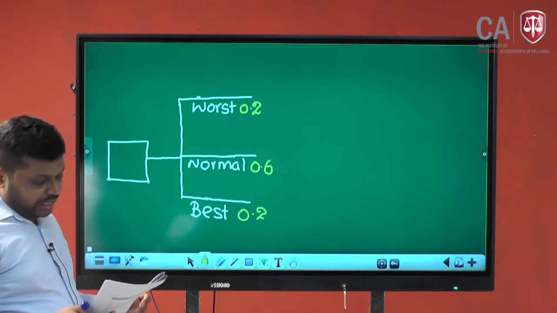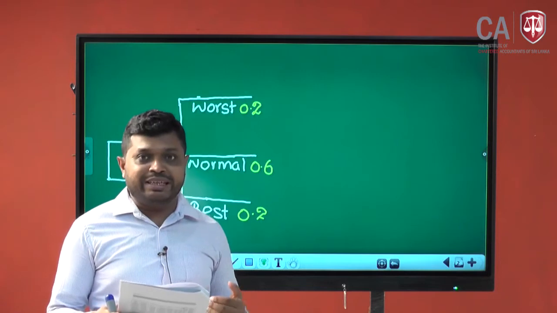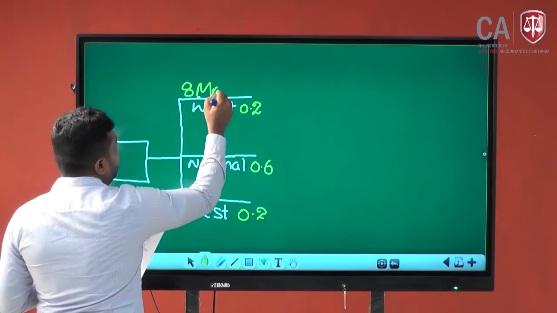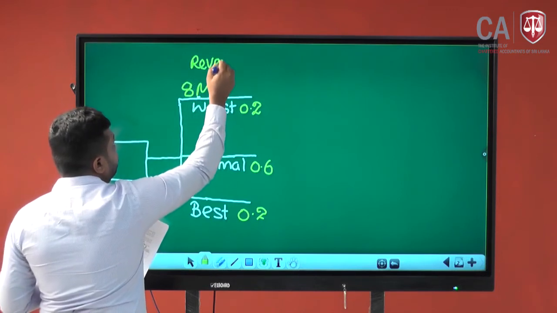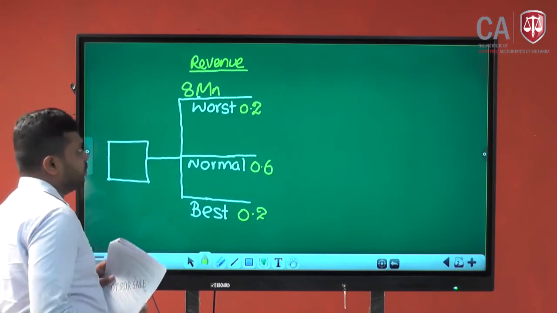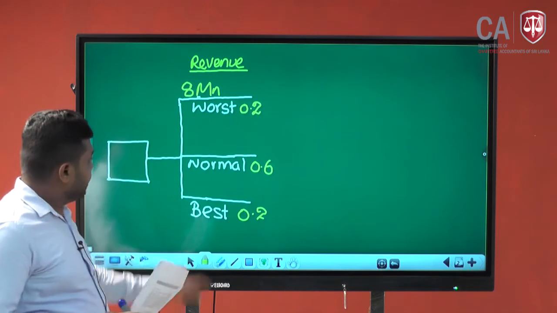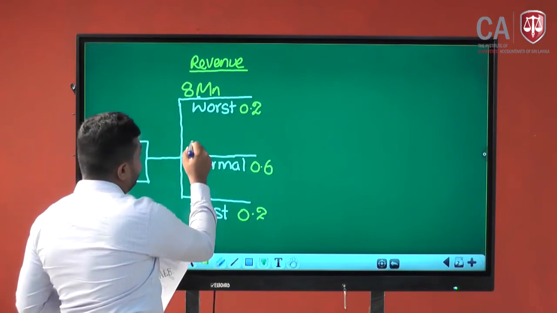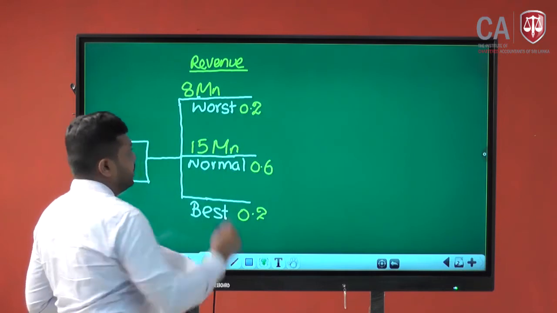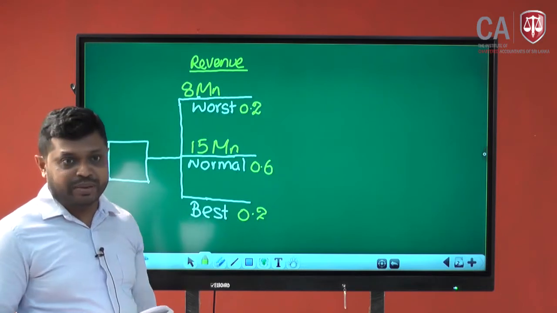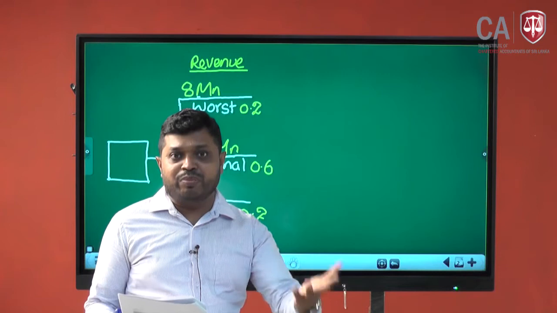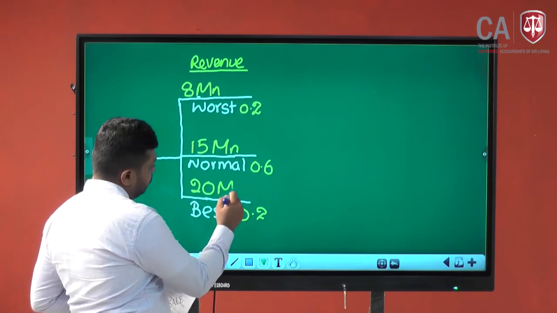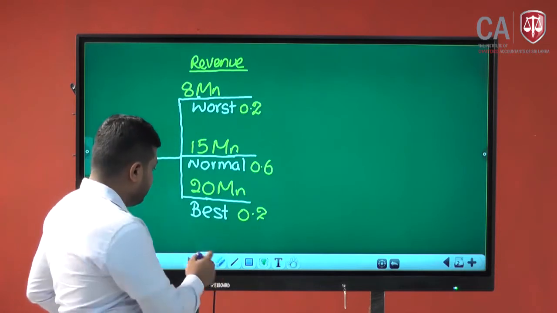In the worst case scenario, revenue will be reduced by 2 million, that means 10 million minus 2, the revenue will be 8 million. In the normal scenario, the revenue will be 15 million, 10 plus an additional 5 million. In the best case scenario, revenue will double, that means an increase by 100%. Currently 10 million, it will go up by 100%, another 10 million. Therefore, revenue will be 20 million. Those are the 3 scenarios.